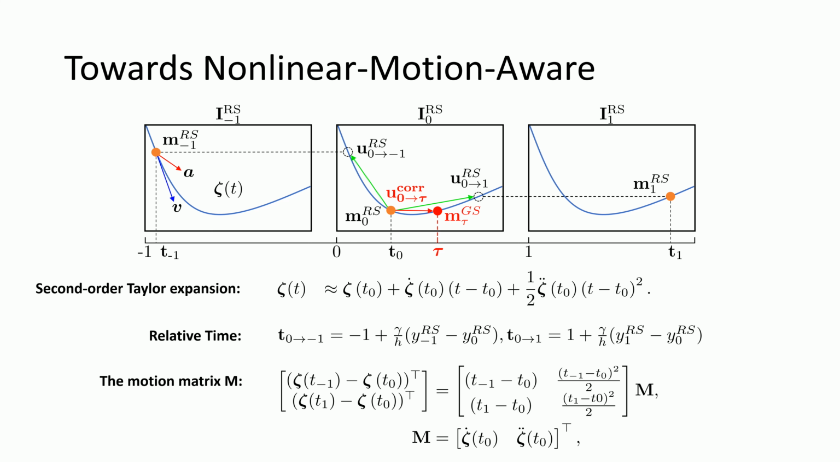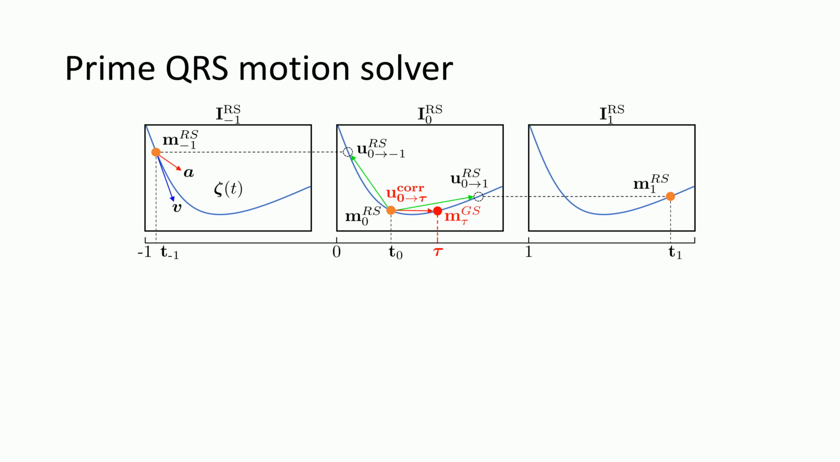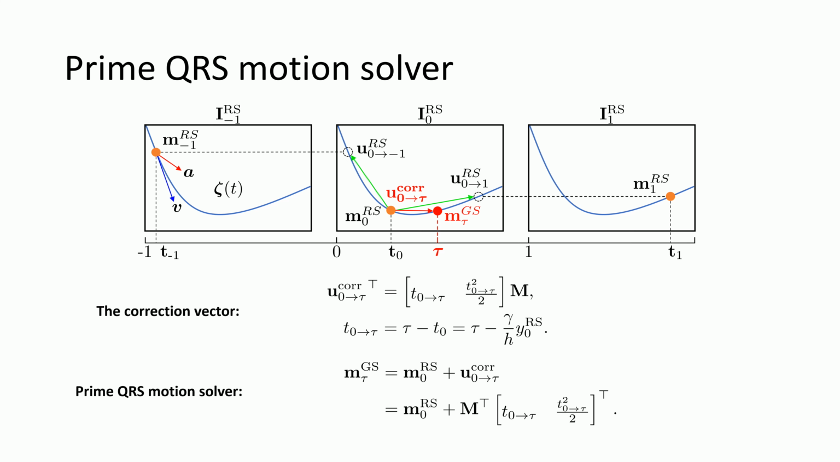Given the optical flow vectors and the relative times, we can solve the linear equations and obtain the quadratic motion matrix M efficiently. Thus, we faithfully compute the correction vector UCORR0 to tau from MRS0 to any timestamp tau. Thus, given 3 consecutive RS images, the RS distorted point can be corrected to the corresponding GS measurement at any timestamp by the QRS motion solver.